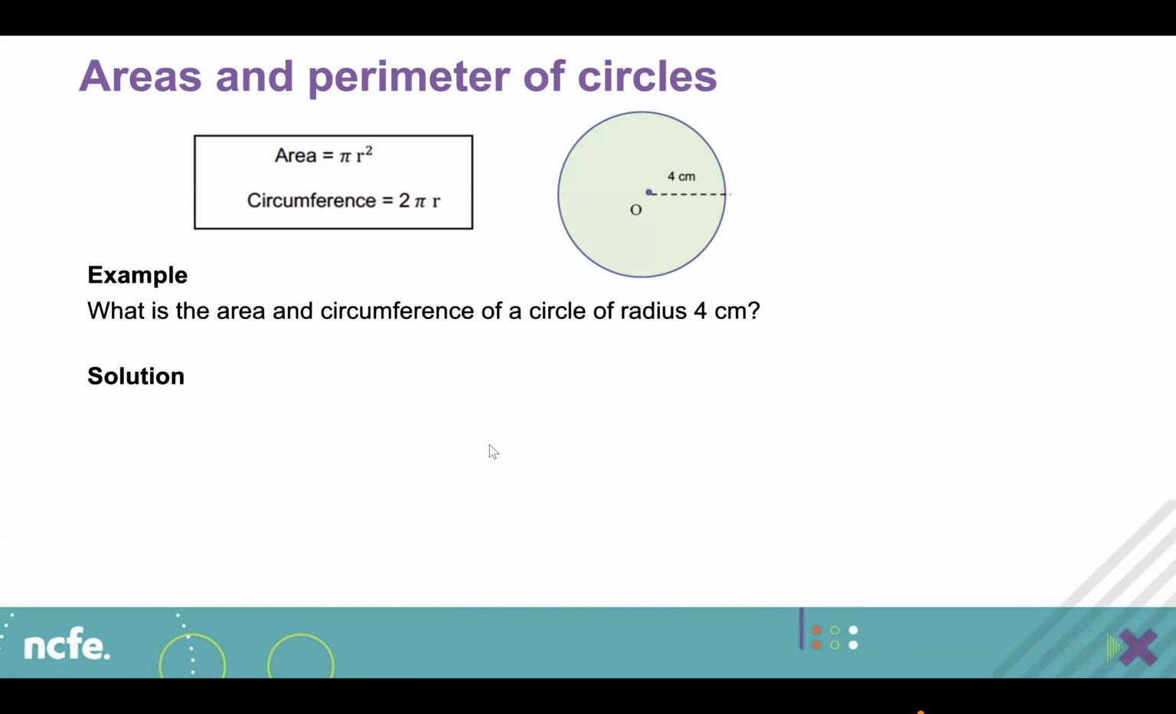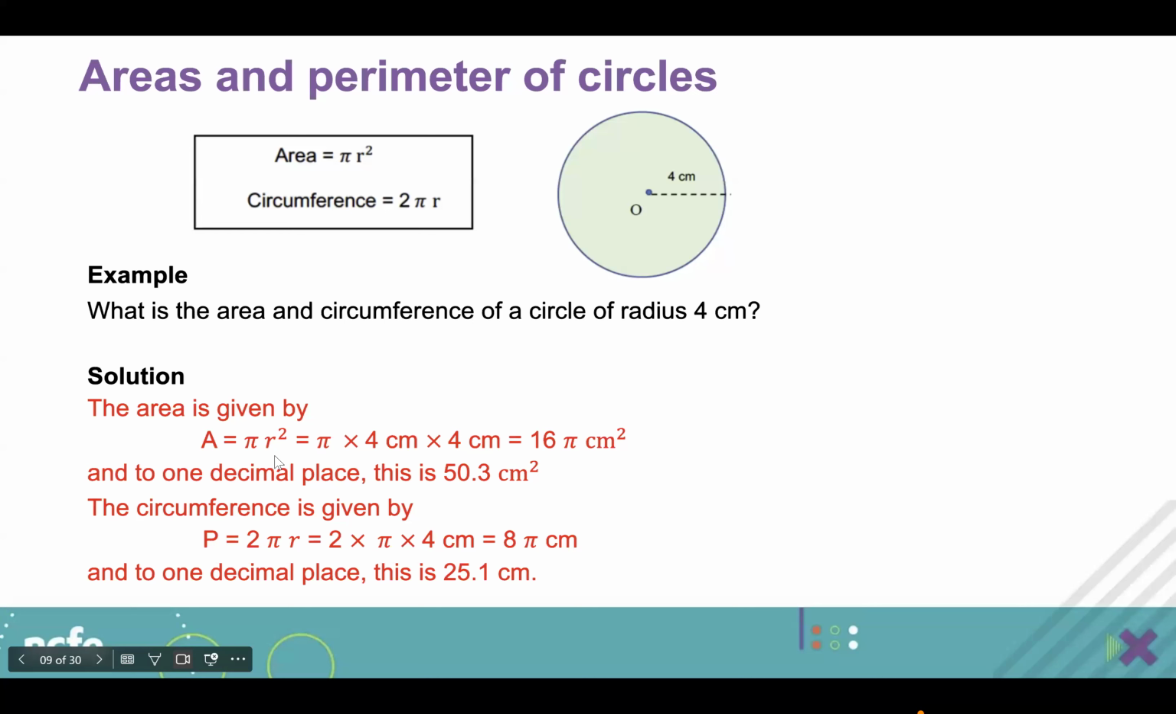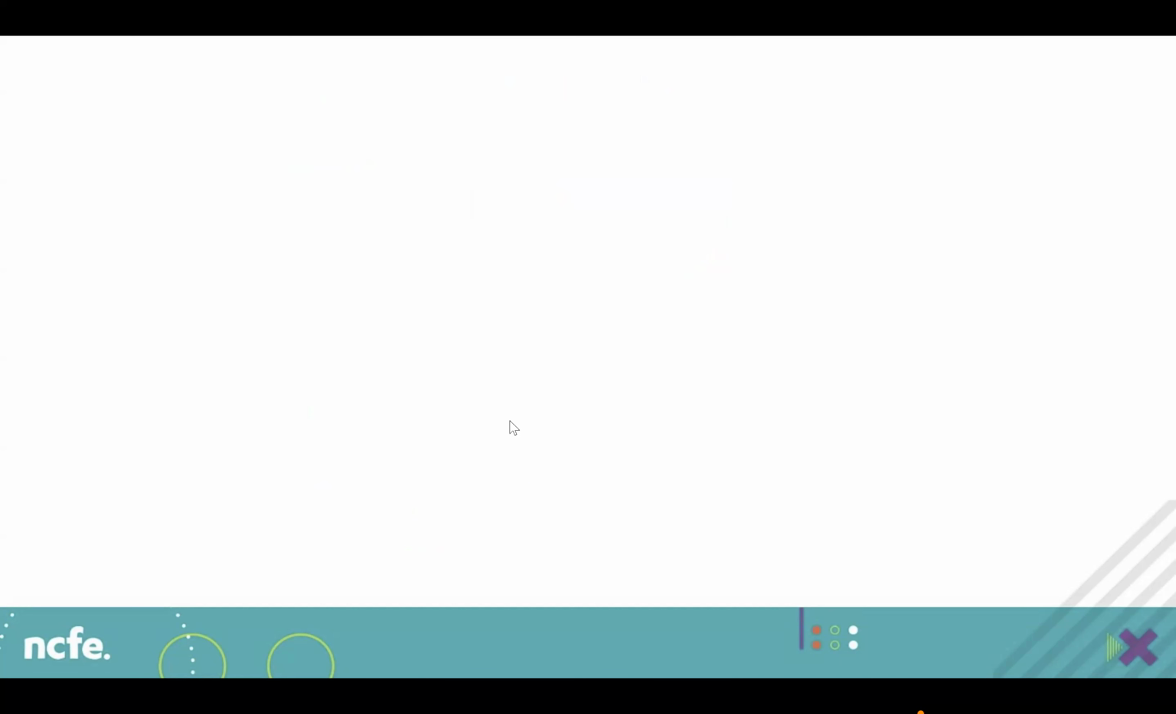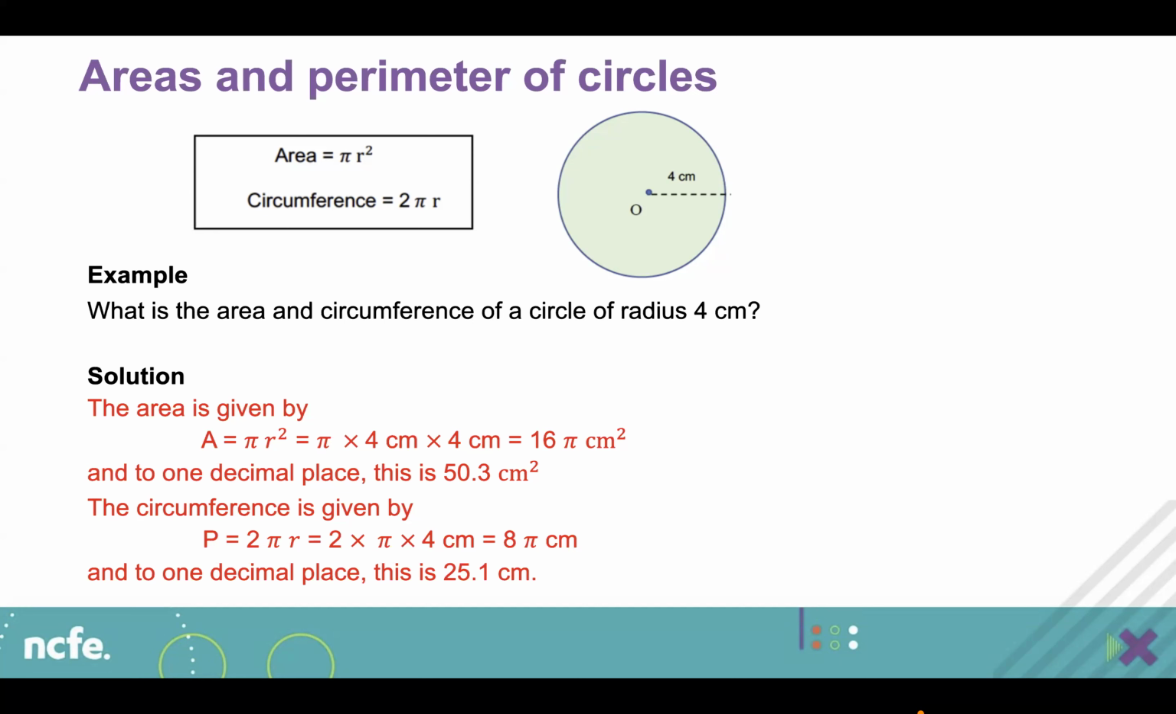So what is the area of the circle? Like I said, it would be pi times 4 times 4 because 4 is the radius. So that equals 16 pi. And to one decimal place, this is 50.3, because you can put pi in your calculator or use 3.14. The circumference is given by 2 pi r, so this would be 2 times pi times 4, which is 8 pi, and this equals 25.1 to one decimal place.